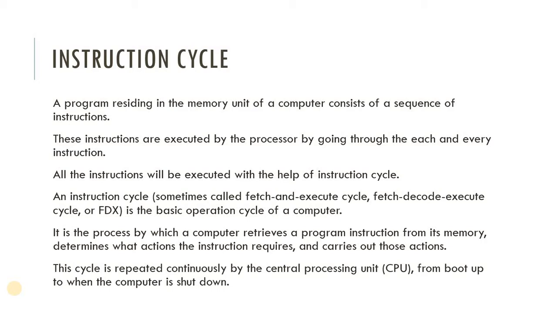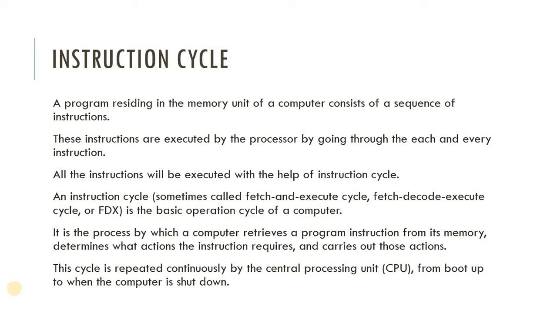A program residing in the memory unit of a computer consists of a sequence of instructions, and these instructions are executed by the processor by going through each and every instruction. All these instructions will be executed with the help of instruction cycles. If we are talking about our program being executed, it means our instructions are executed, and to execute these instructions we need to follow some phases. For execution, an instruction passes through many phases, and that whole combined phase is called the instruction cycle.